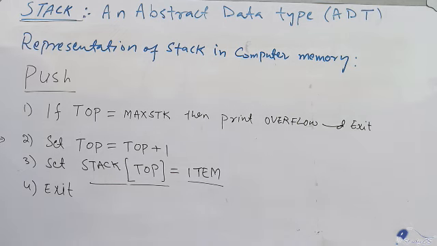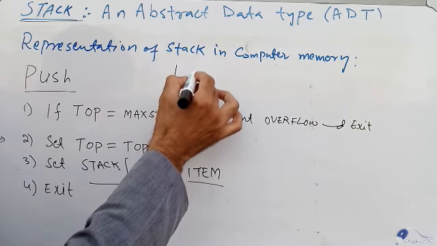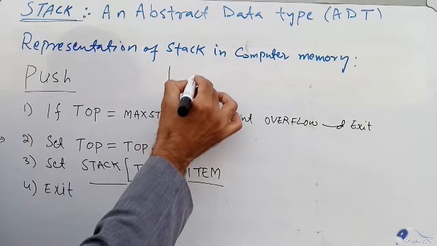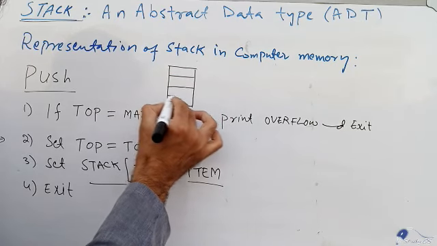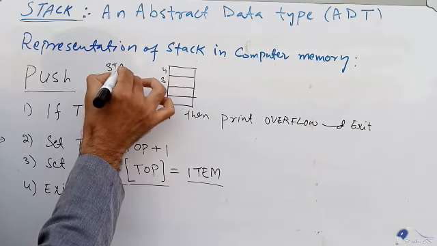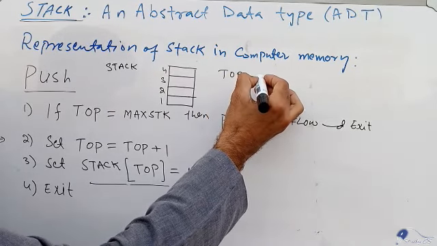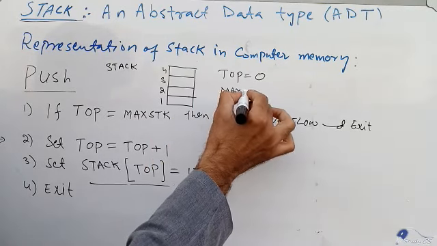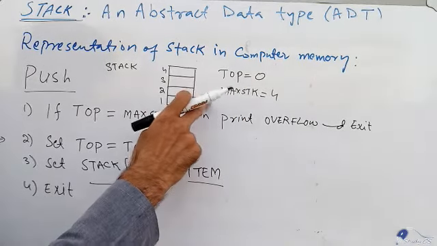Let's see it through an example. Suppose we have a small stack. Let's draw a small stack which can hold only 4 elements. So this is a stack. Initially the stack is empty, so top is 0 and max stack is equal to 4, which means this list can hold 4 elements.